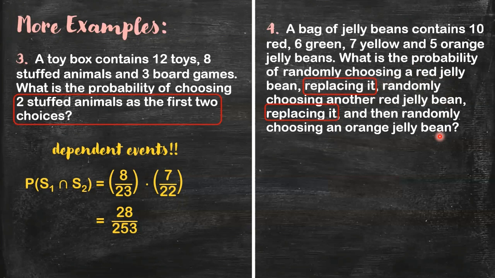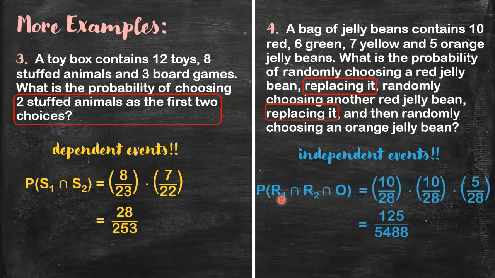Okay, the first event is choosing a red jelly bean. Okay, what is the second event? Choosing another red jelly bean. Okay, what is the third event? Choosing an orange jelly bean. So we get this probability. Okay, probability of R sub 1.